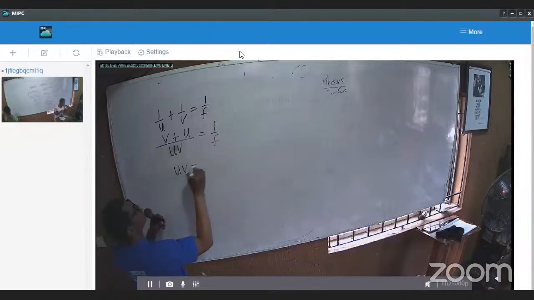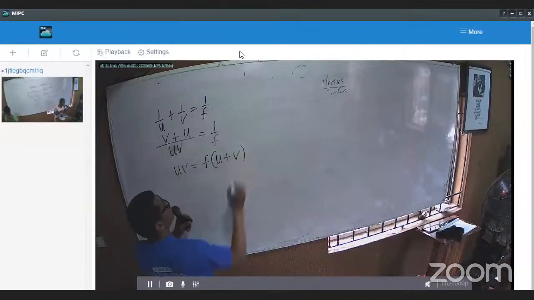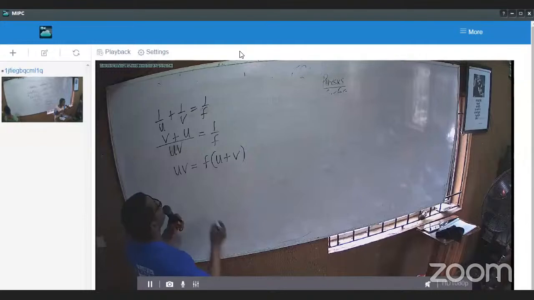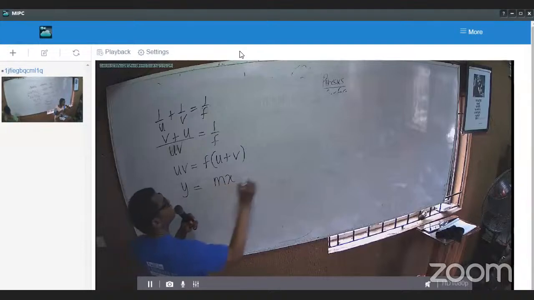Let me just do it like this. uv equals f into what? u plus v, or v plus u. That's it. Now you compare with what? Our normal equation of a straight line. That's why we say y equals mx plus c.